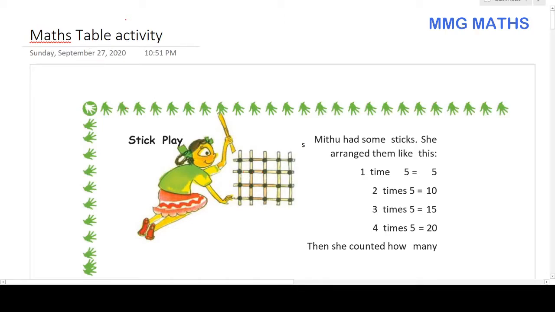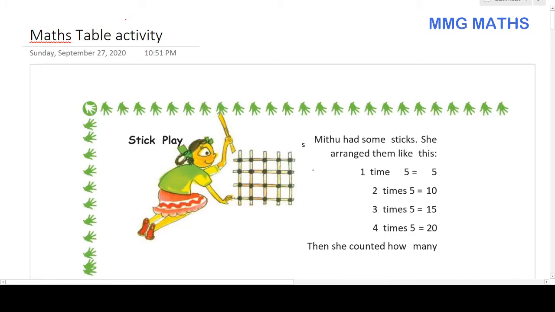For this activity, you have to take sticks. अगर आपके पास sticks नहीं है तो आप पेपर से भी कर सकते हैं. You have to cut paper in a thin rectangular form. Rectangular form में आप strips type की papers cut कर लोगे and you will make this activity.